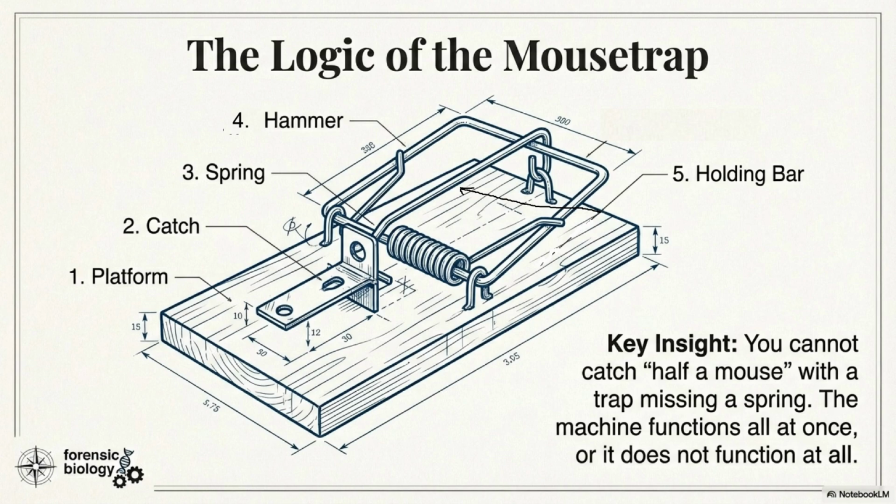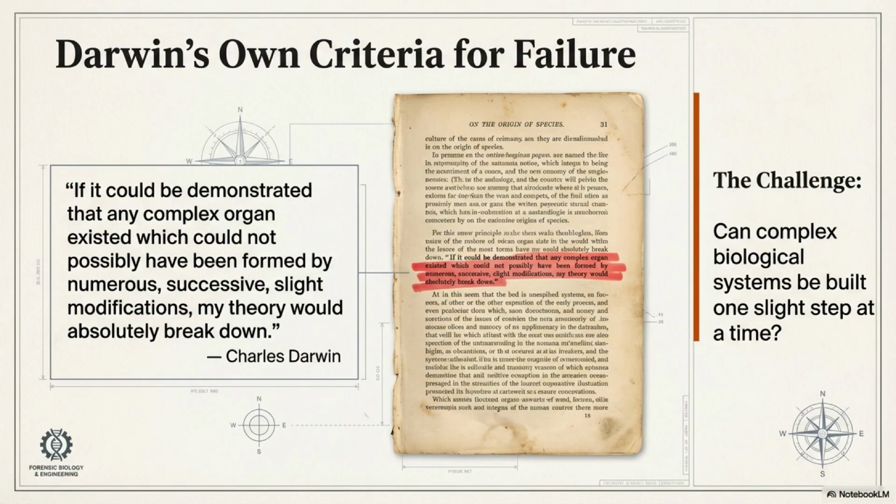Okay, I get the mechanical logic there. But why is that a specific problem for evolution? Because Darwin talked about small, gradual changes over time. Why couldn't you just add the spring later? Because of how natural selection actually works. Darwin himself wrote in Origin of Species, and this is a famous quote, that if any organ could be shown to exist that couldn't be formed by numerous successive slight modifications, his theory would absolutely break down. Oh, wow. So he basically gave us the exact criteria to prove him wrong.